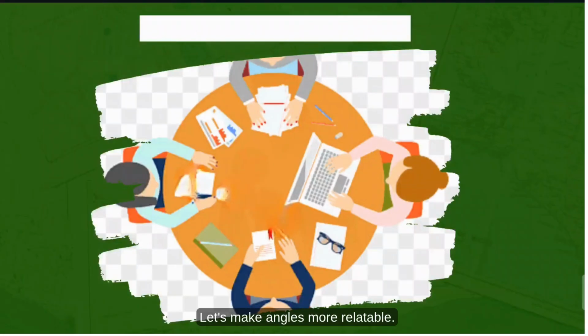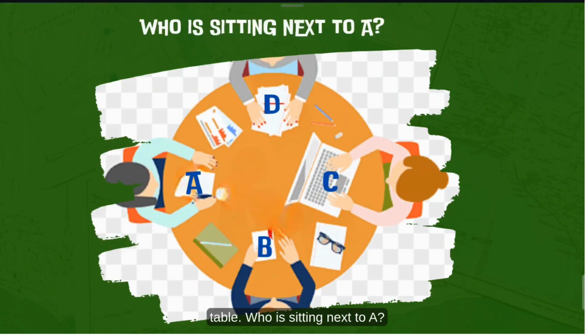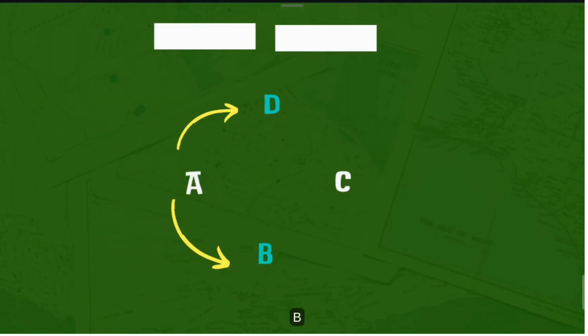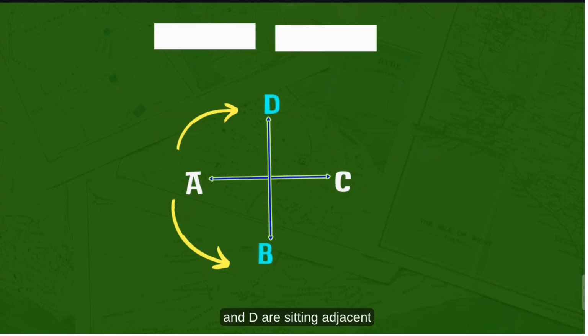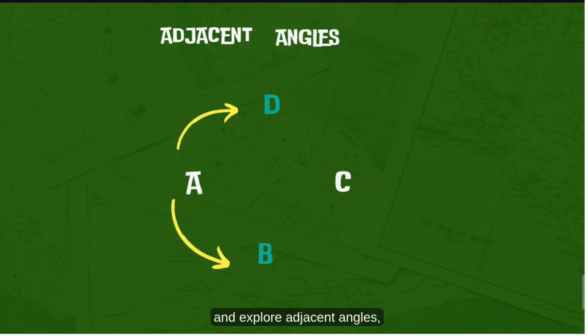Let's make angles more relatable. Imagine four people A, B, C and D sitting around a table. Who is sitting next to A? On the right of A is B. On its left is D. Both B and D are sitting next to A. Or if we may say, B and D are sitting adjacent to A. Let's apply this to angles and explore adjacent angles, our topic of the day.